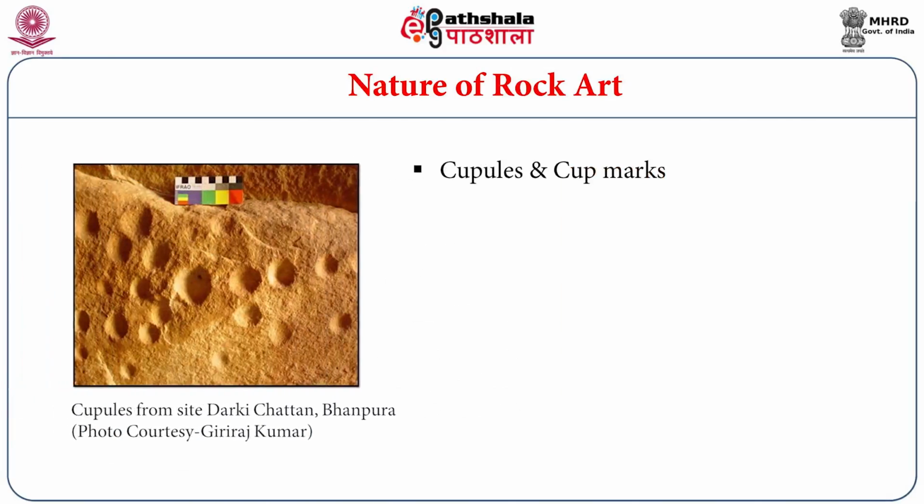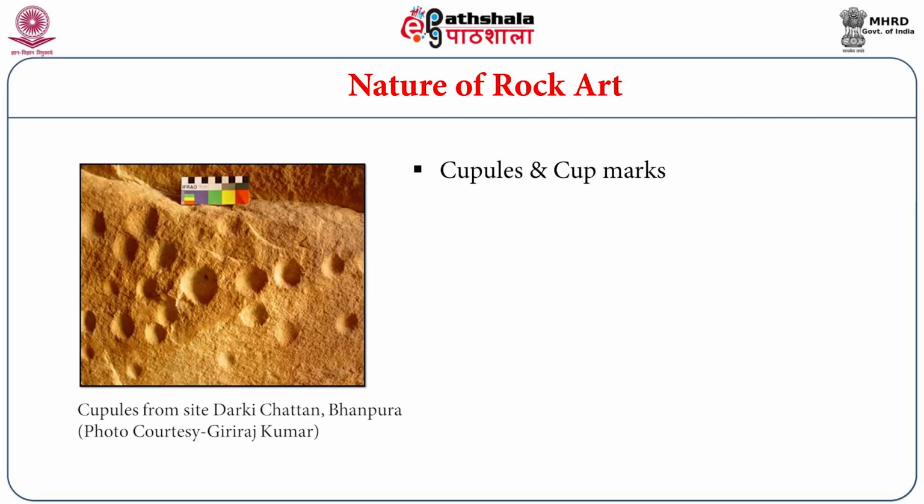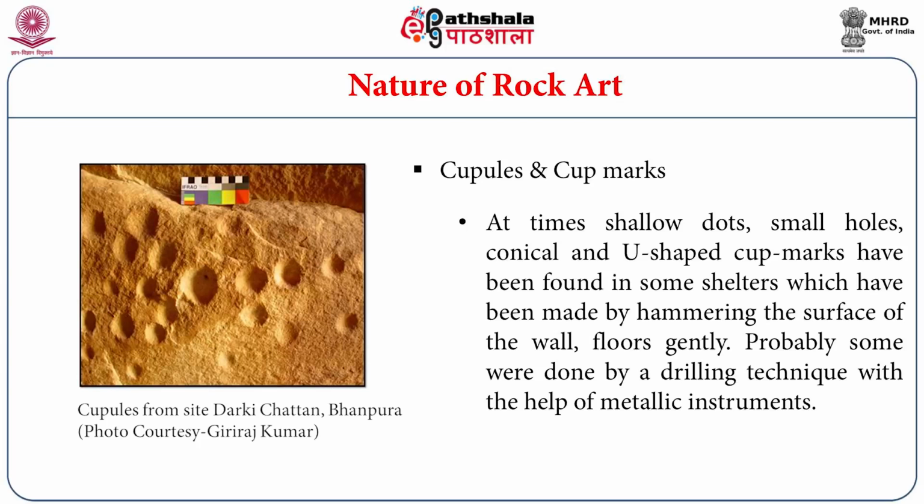In addition to the images, sometimes we have shallow depressions called cupules. They are also found in several sites across India. They are also called cup marks. They are found as shallow dots, sometimes small holes, sometimes conical or U-shaped cup marks. They probably repeatedly hammered the surface to get these depressions. We don't know what their function was. Probably they used them for some purpose, or they wanted to create some design by creating them. We don't know their real meaning.